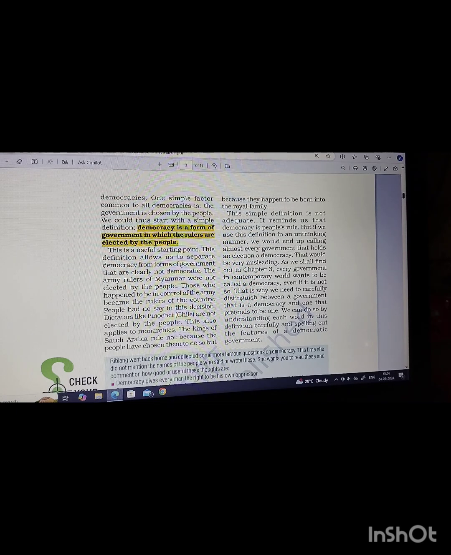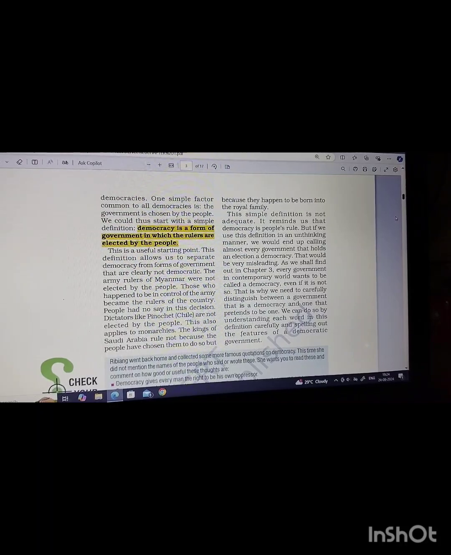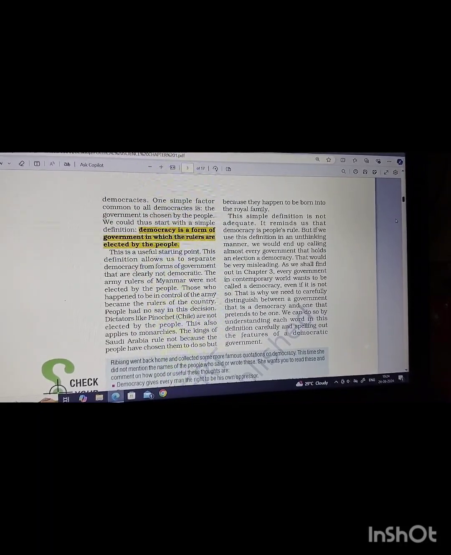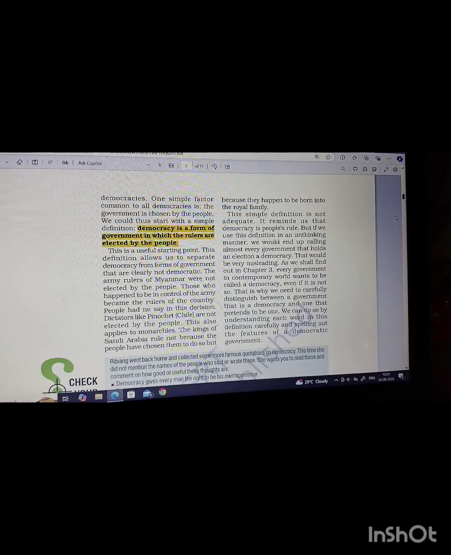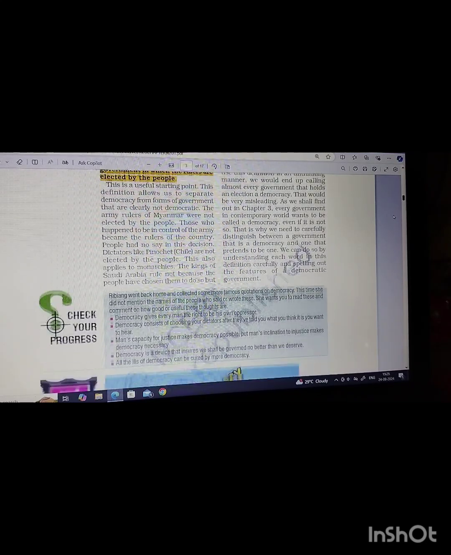That is why we need to carefully distinguish between a government that is a democracy and one that pretends to be a democracy. So we should carefully understand all the words that are present in the definition of a democracy and who actually applies it. We should also say that is the democratic government.